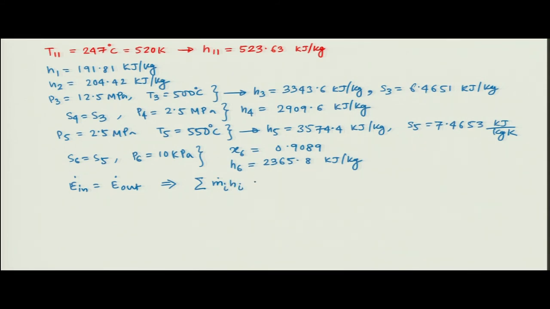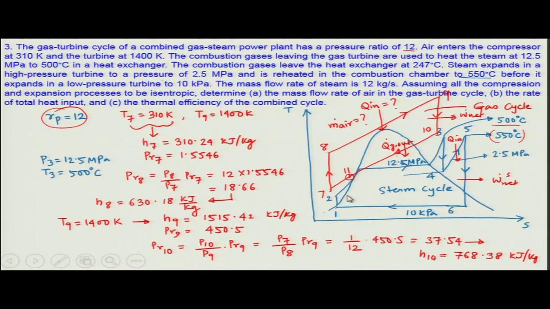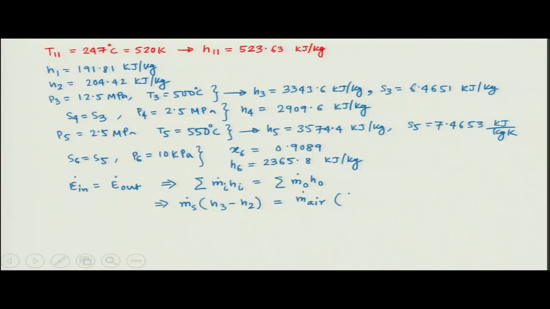So, i is basically in, and m dot o, o basically refers to the outlets. I am neglecting the changes in kinetic and potential energies as usual, and whatever is coming in, I can write as m dot s times (h3 minus h2), the difference in enthalpy of the superheated vapor and the feed water, and that should be equal to m dot air times (h10 minus h11), since heat is rejected from 10 to 11.